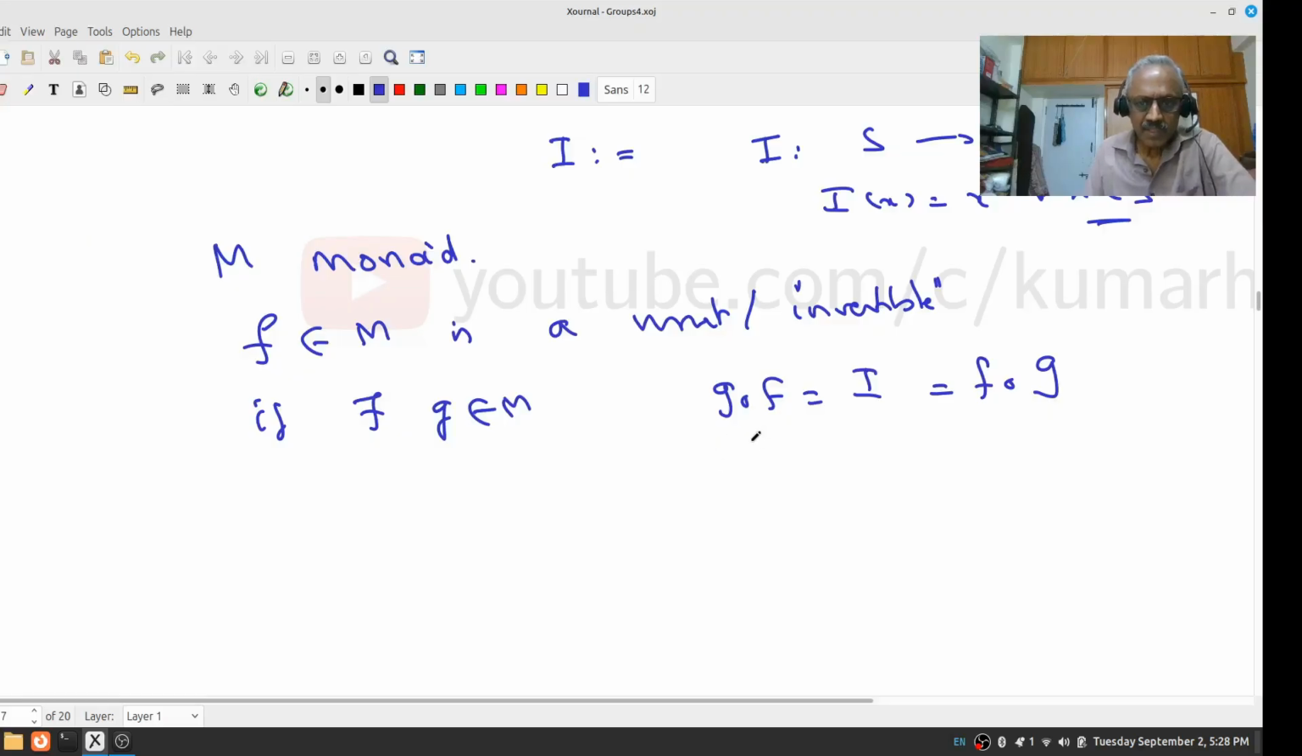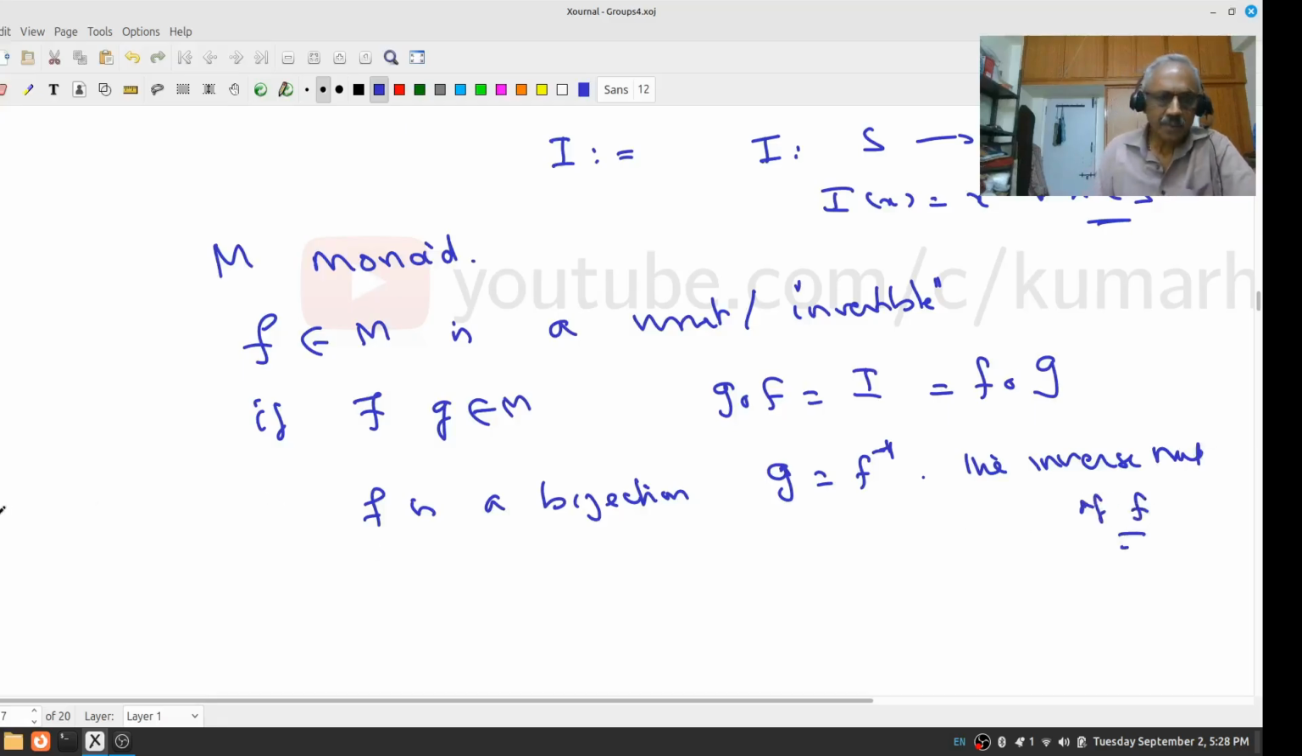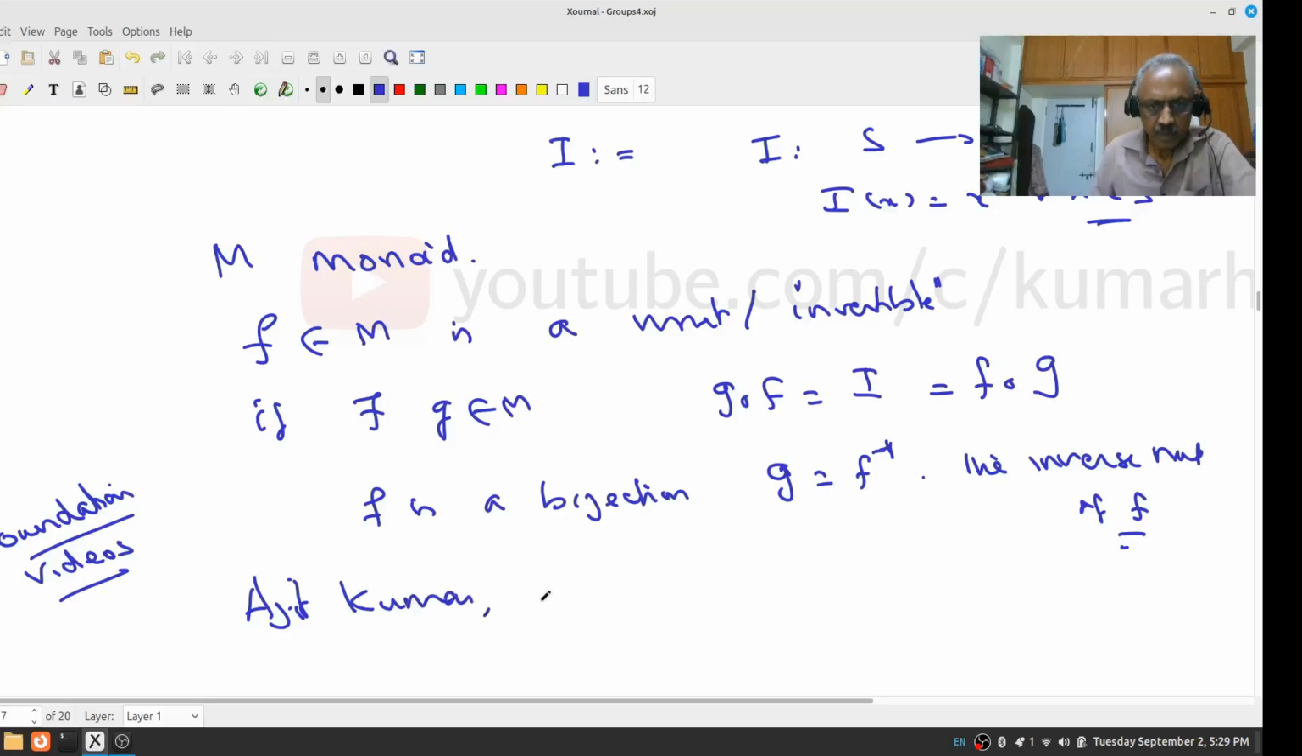But then from set theory, you know this is the same as saying f is a bijection and g is the inverse map of f. If you are not sure, look at my foundation videos or our book on foundations, A Foundation Course in Mathematics, by Ajit Kumar, Sharma and Kumaresan.